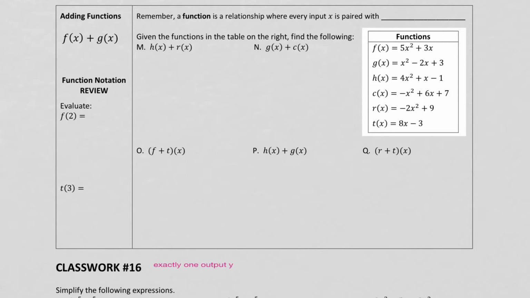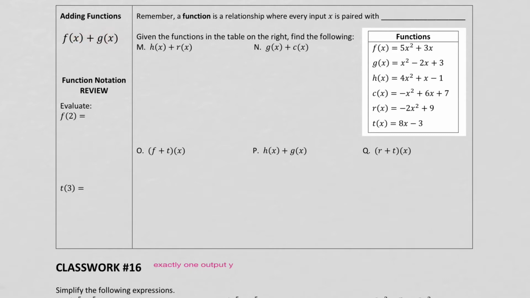The last goal today is going to be how do we add functions. So here in the margin, you see this f of x plus g of x. Again, a reminder that this f and this g is just a way to name different functions. So when you see this notation, the plus sign is what tells you that you're going to be adding two things together.